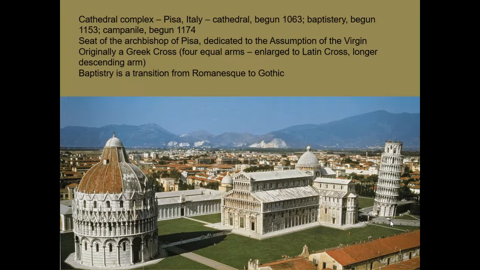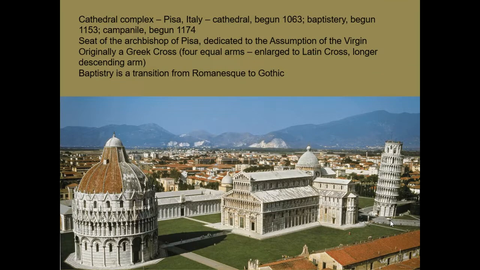So this cathedral complex in Pisa in Italy, the cathedral is actually the oldest section, begun around the year 1063, and the Baptistery building is later around 1153, then the Campanile another couple decades after this. The Pisa Cathedral is the seat of the Archbishop. It is dedicated to the Assumption of the Virgin, and you can actually see that the cathedral itself has undergone some changes, and that's pretty typical as we move through the Gothic.